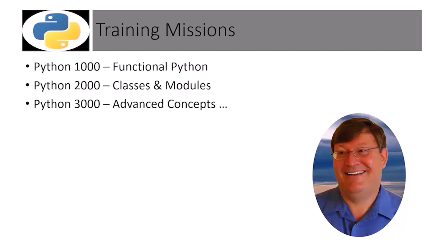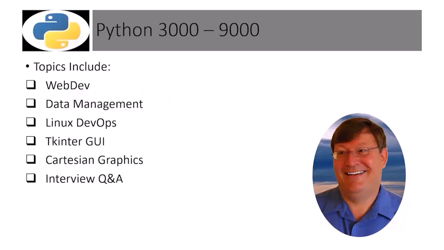Ultimately, once we've covered the basics, we have many opportunities to cover more advanced concepts, and from Python 3000, 4000, 5000, and beyond, rather than one-size-fits-all training, once you've completed the 1000 and 2000 basics, you can select to take only the topics that you need for your project or employment opportunities. So from web dev, data management, Linux interfaces, using the Tkinter GUI, we have Cartesian graphics as well as review questions and answers that you will enjoy throughout Python 3000 to 9000 educational opportunities.